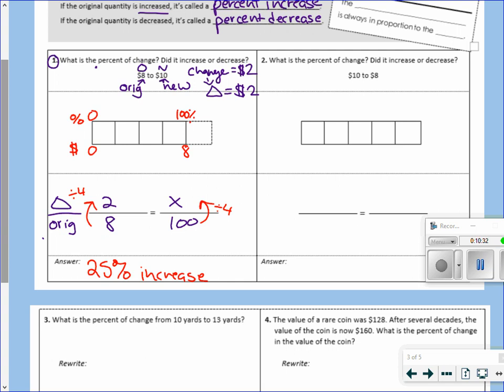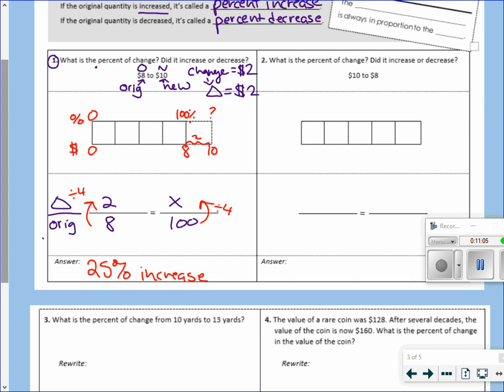Now, if I don't know my answers, this is how I use the bar model. I say, okay, my original was $8, but then it went up to $10, and that amount of change we said was $2. What I'm trying to figure out is what percent of change that was. If I'm trying to figure this out, I need to see, okay, what percent is $2 of 8?